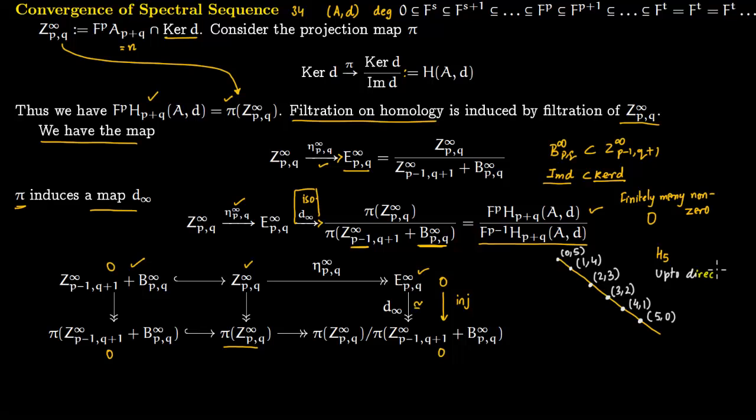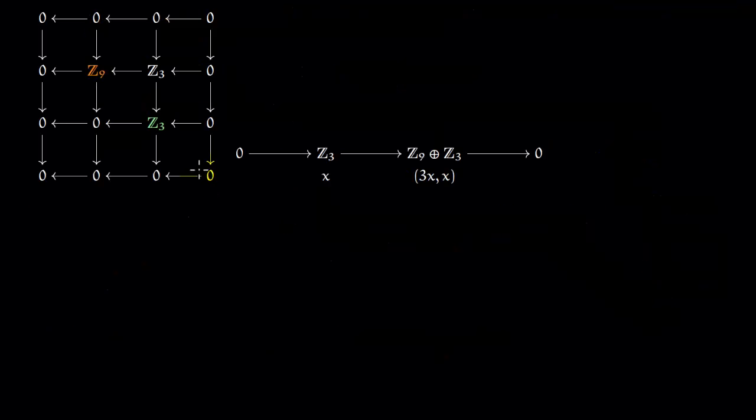I want to give an example of this so that it becomes clearer what problem we encounter on page infinity. So let us see an example. Consider a double complex like this. Say this diagonal is our C0, and this is the coordinate 0 0, and this is the map Z3 to Z9. Say this is multiplication by 3, so this is an injective map, and this map is multiplication by 1, so this is actually an isomorphism.